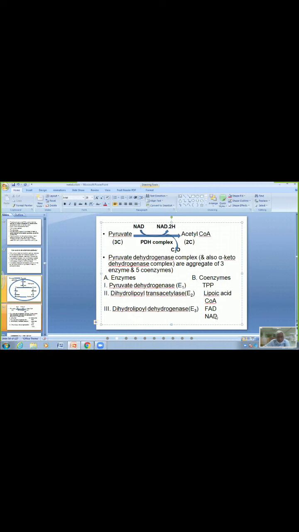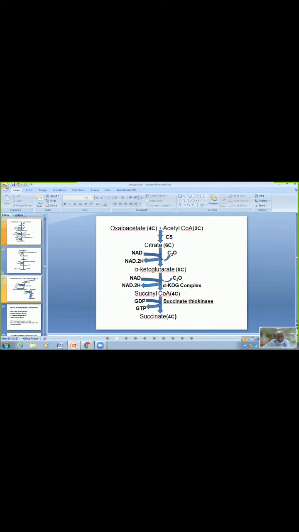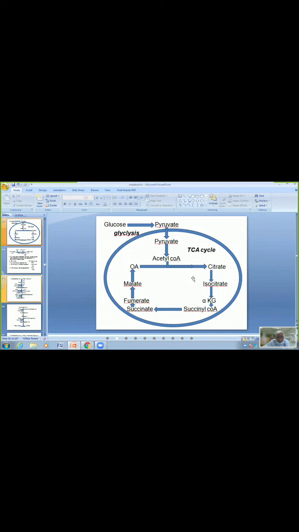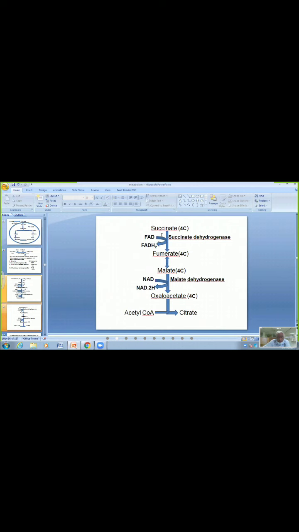Next step we follow is oxaloacetate. In this step, oxaloacetate and acetyl CoA condense together to form citrate. In this reaction, citrate synthase is the enzyme.